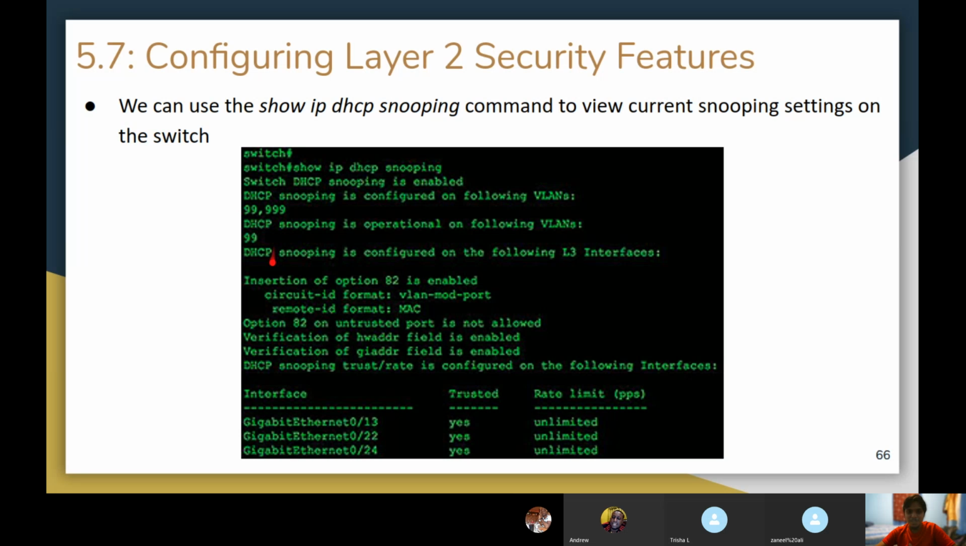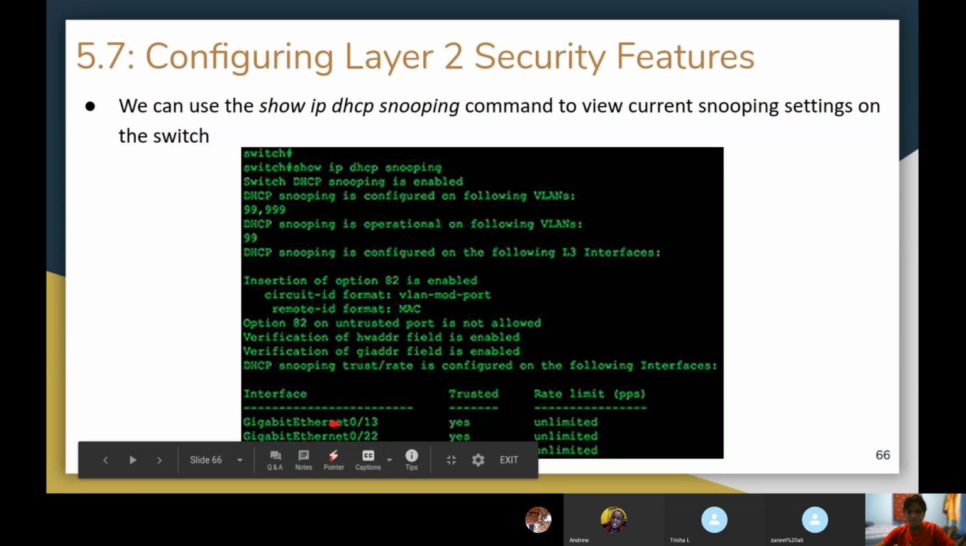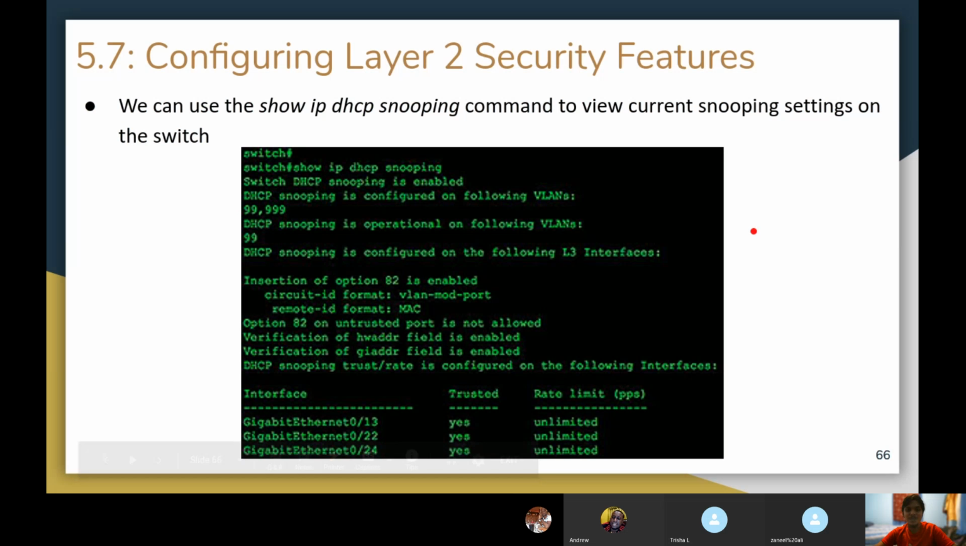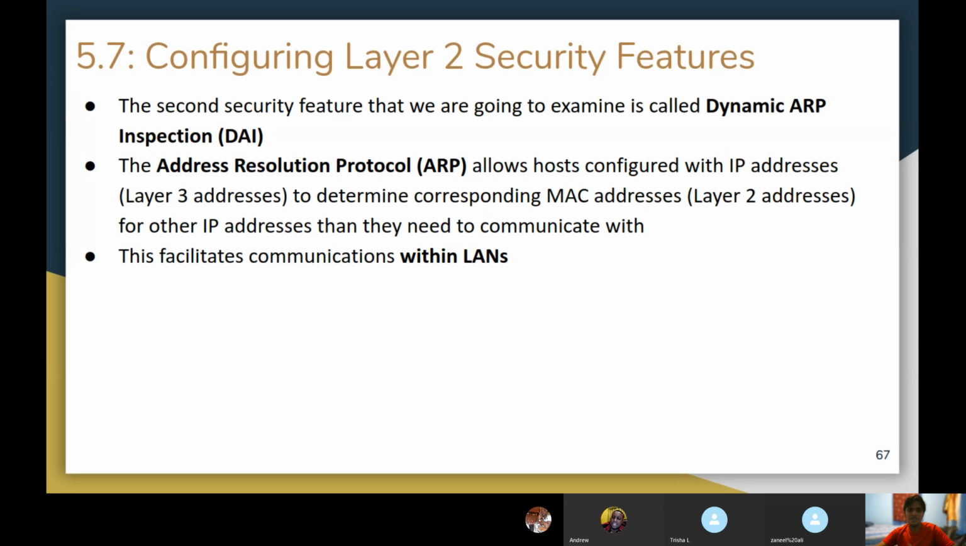And you see your layer 3 interfaces, and then option 82 is a very strange DHCP thing. You have a bunch of other things here, but you see the interfaces there, and then your rate limits if you configure it here, and then trusted or untrusted. Yeah, so you see your interface there, and it's trusted or untrusted.